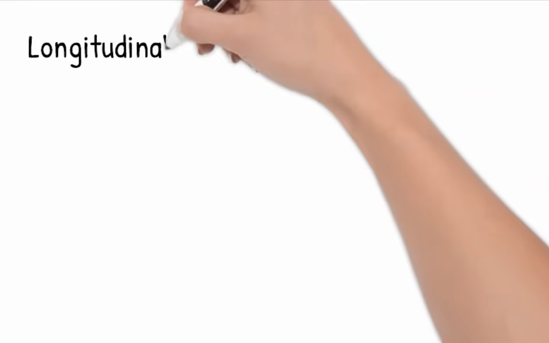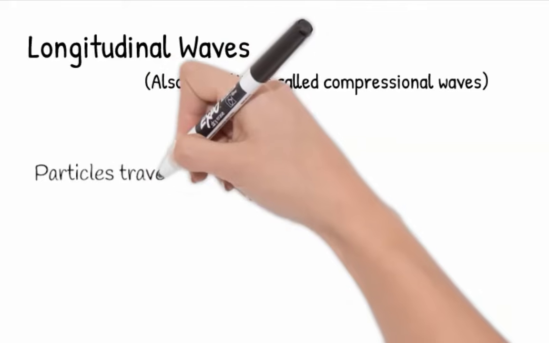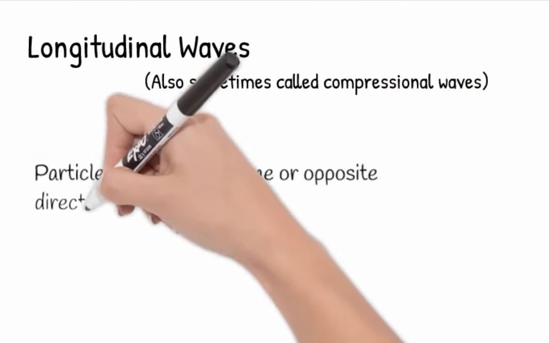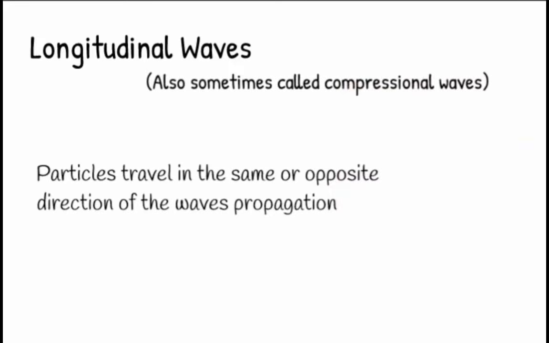Longitudinal waves, which are sometimes also called compressional waves, are waves in which the particles travel in the same or opposite direction as the wave's propagation, so the wave's travel.